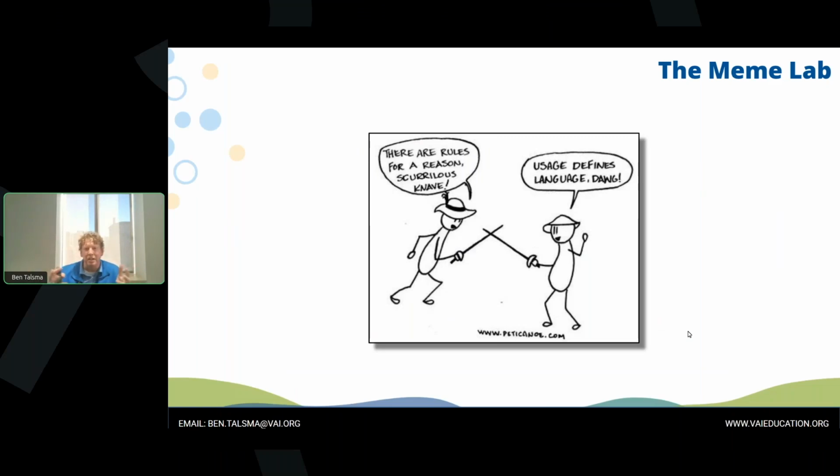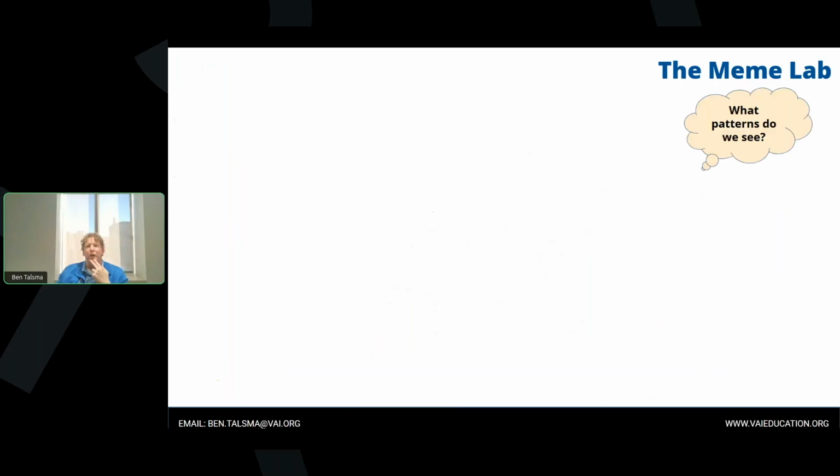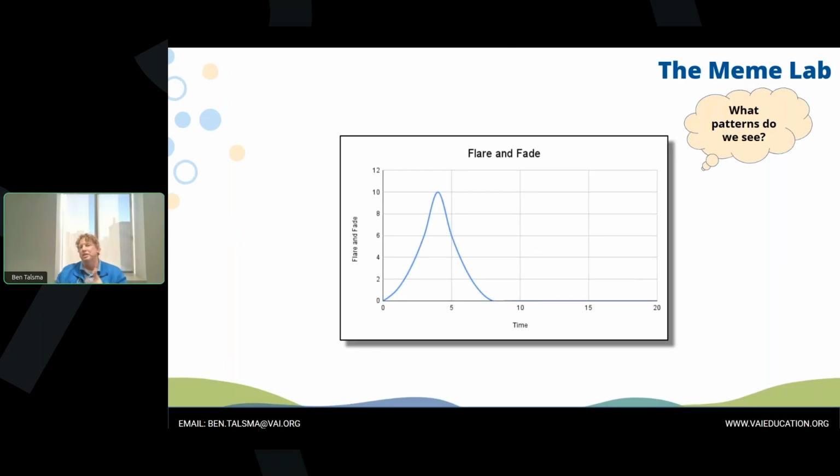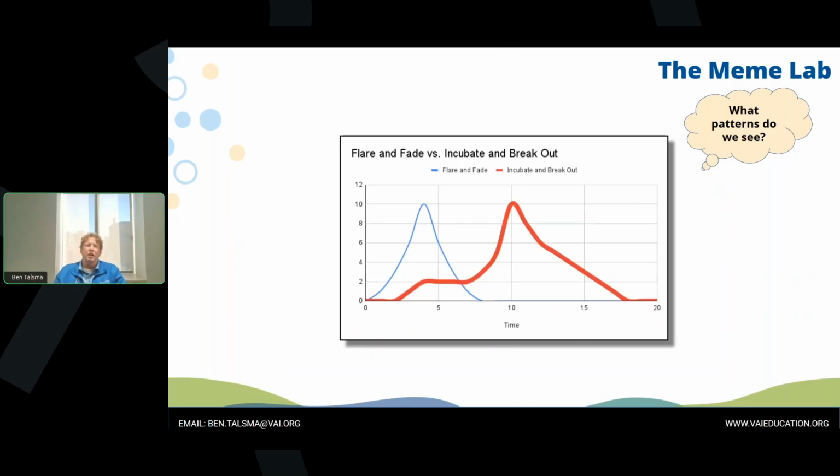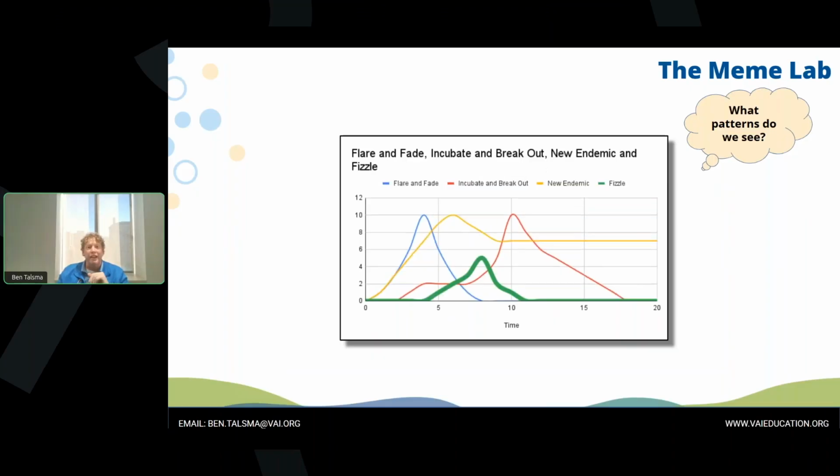Right? We've got this constant debate about prescriptivism and descriptivism as we think about language. This shows how the language is always evolving, and we can think about how it might evolve in the future. We can also ask, what patterns do we see? Sometimes we've got a trend, a meme that flares and fades. Other times it hangs out for a while at a low level of popularity as it's incubated in some community, and then it breaks out. Other times it becomes endemic, like unfriending.